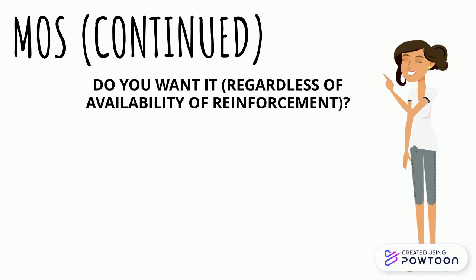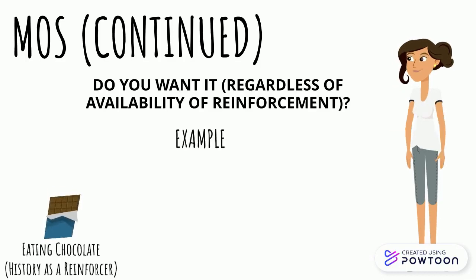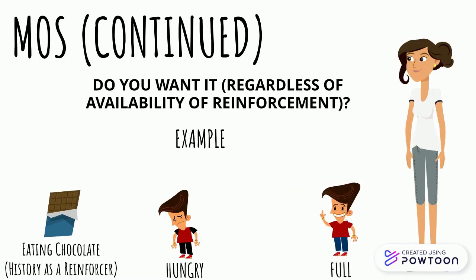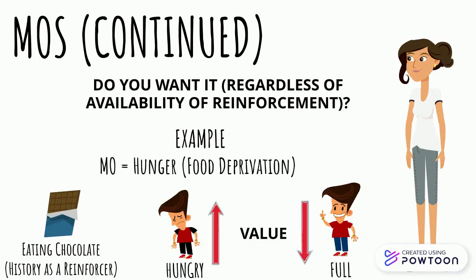For example, let's say that eating chocolate is enjoyable for you and has acted as a reinforcer in the past. The value of that chocolate is going to increase or decrease depending on satiation, or if you're hungry or full. In this situation, the MO is hunger or food deprivation.